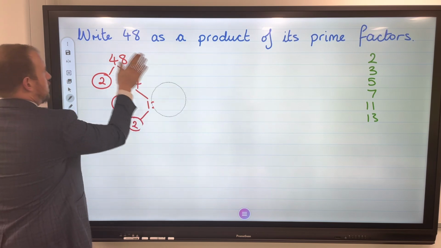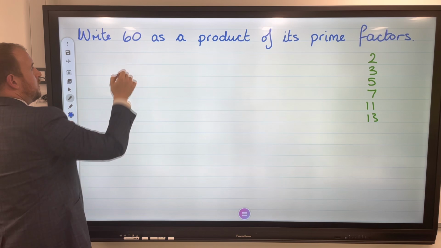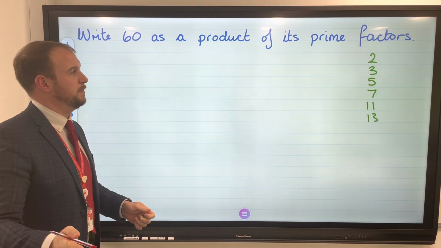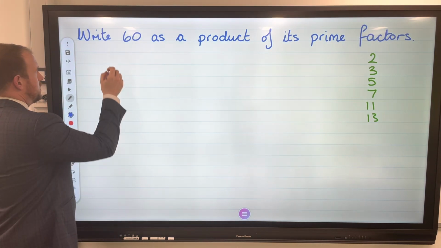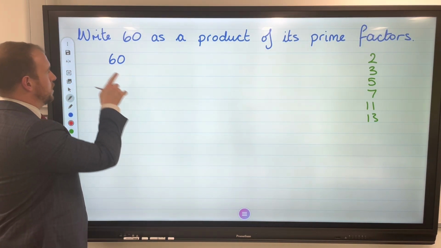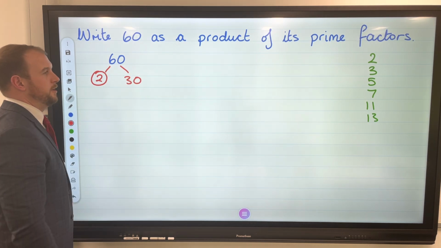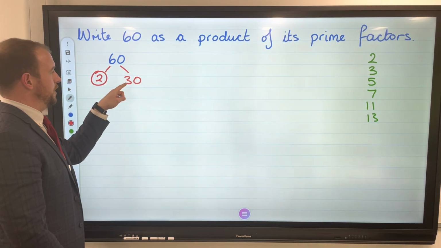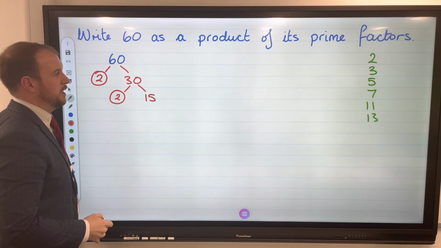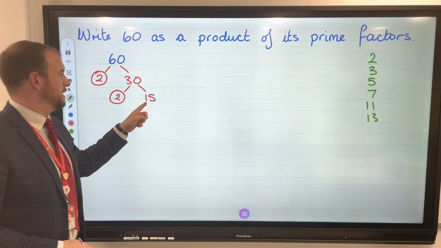Let's try the number 60. You might want to press pause, have a go, and then press play to see how you get on. But we're going to start with the number 60. What is the smallest prime number that goes into 60? 2. 2 goes in 30 times. Smallest prime number that goes into 30 is 2. 15 times. Smallest prime number that goes into 15, oh, it's not 2 this time, this is an odd number.